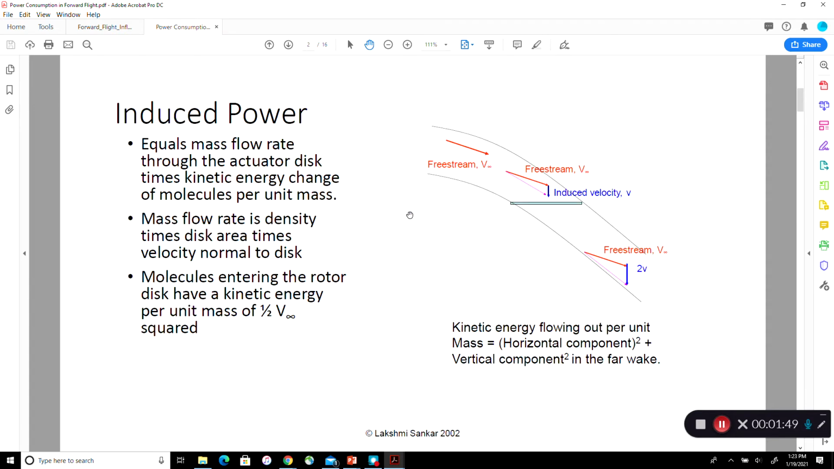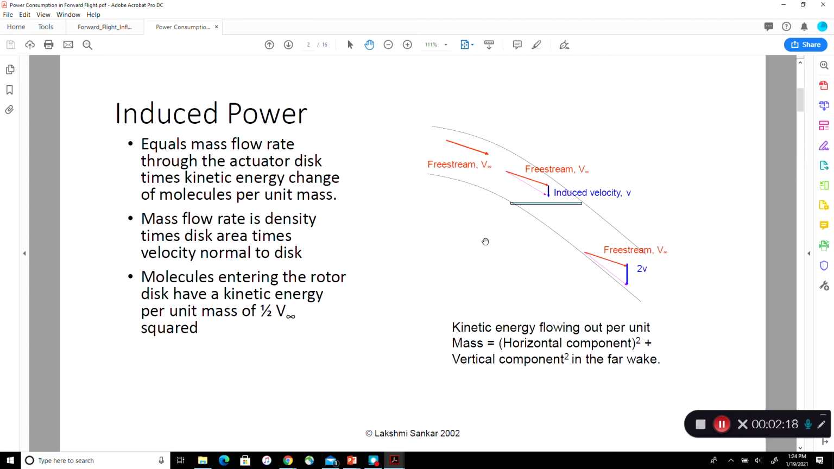This is the rotor disc. We have drawn it horizontally. The free stream is coming at an angle. The angle between this orange line and the rotor disc is alpha tip path plane. Therefore, the parallel component of this free stream is V infinity cosine alpha tip path plane. The vertical component is V infinity times sine alpha tip path plane. The free stream component is always shown as an orange velocity.